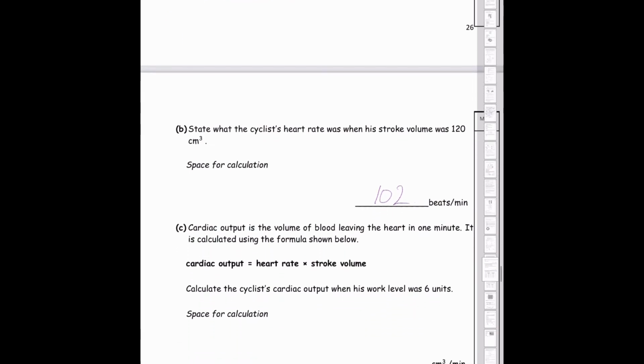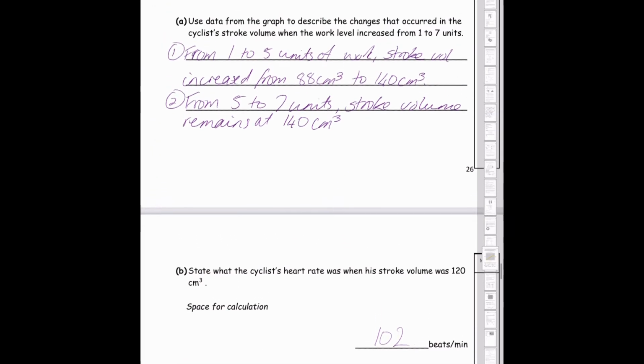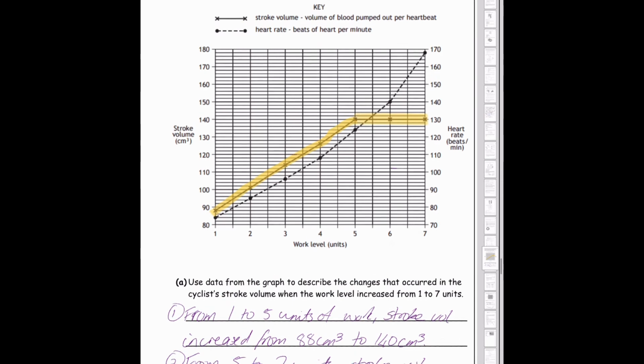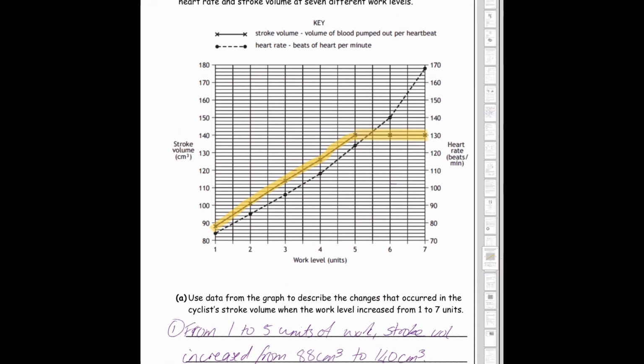Right, next one, we have to state what the cyclist's heart rate was when his stroke volume was 120 cubic centimetres. So this is a figure we've got to read off the graph. So stroke volume is 120 cubic centimetres. So I'm going to find 120 cubic centimetres, and we're looking for the solid line, so we're going along here, right?